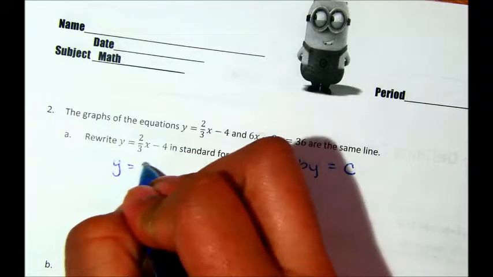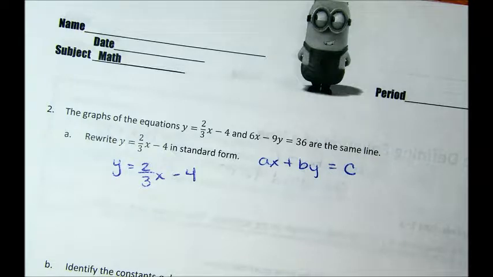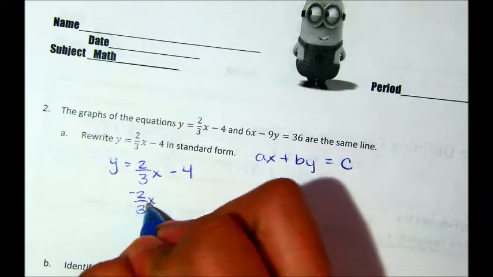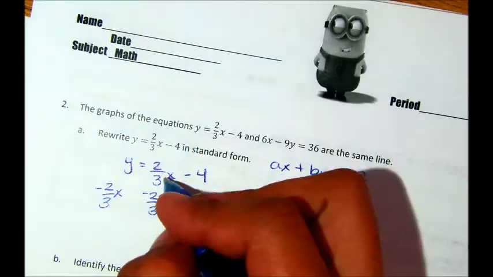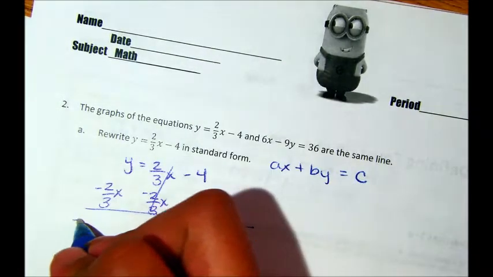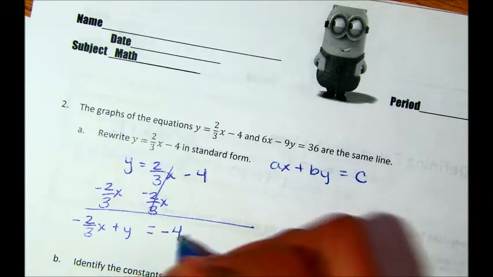So I'm going to write the equation like I've been given. And I know I want my x term and my y term on the exact same side. So if I want to move a 2/3 x from the right of the equation to the left of the equation, what would I need to do? I would need to subtract 2/3 x from the right side and subtract 2/3 x from the left side of the equation. So on my right side, they're going to cancel out. And on my left now, I have a negative 2/3 x plus y equals a negative 4.